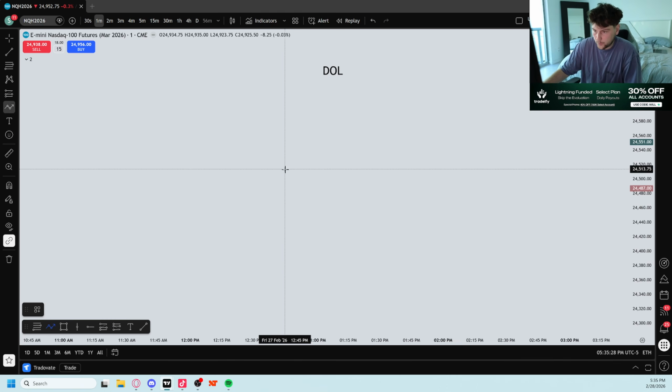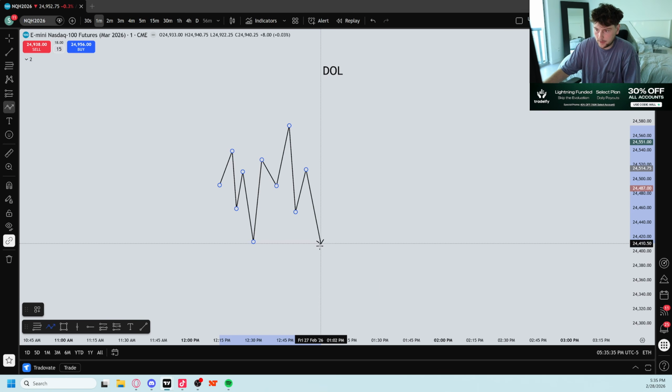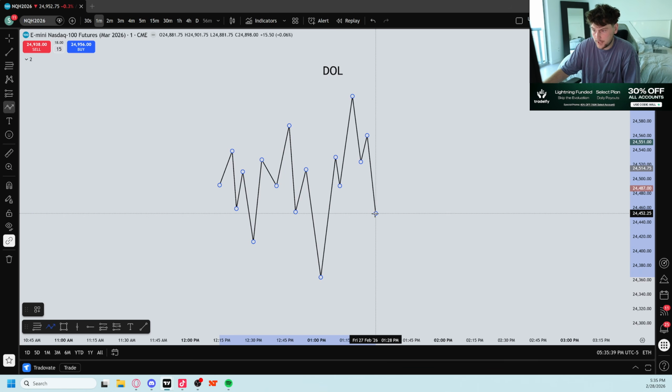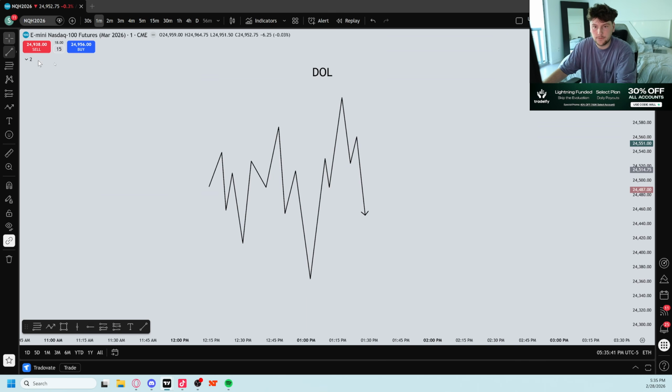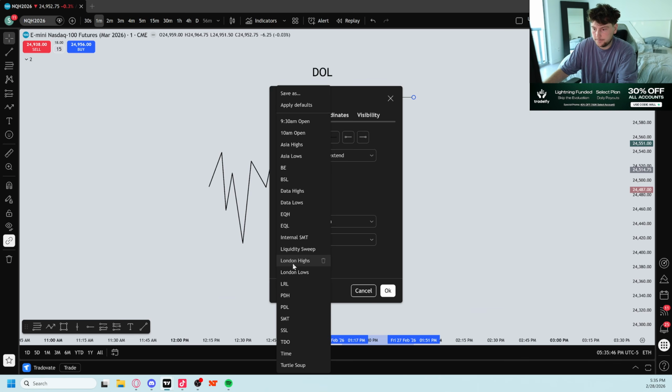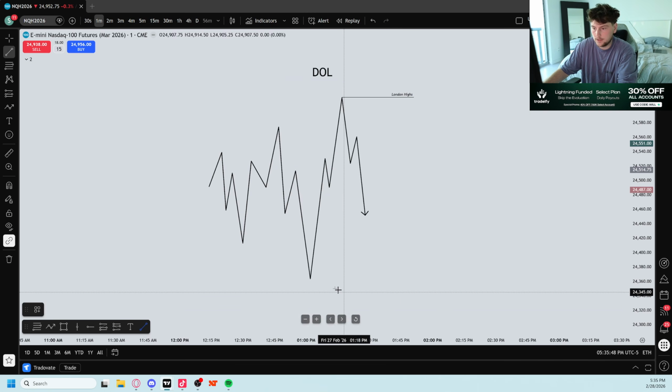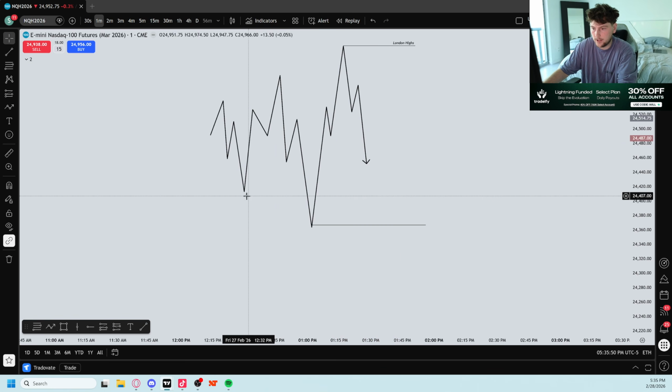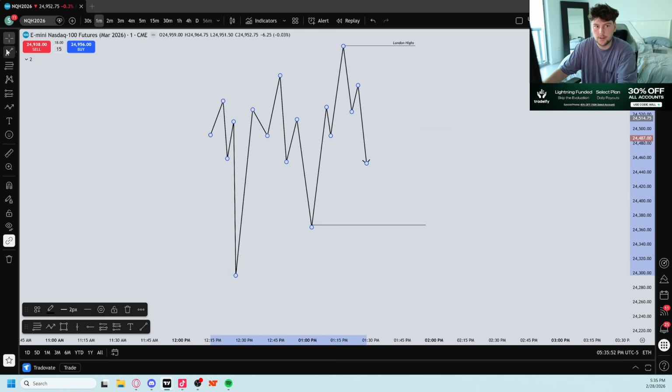So realistically, what I do is, right, if we have market structure like this, I'm going to be simply marking out something that looks a bit like this. It's obviously a bit of accumulation, but I just want to reference this, right? So if we have this as our London high, this as our London low, and say, okay, let's actually put an Asia low down here as well.